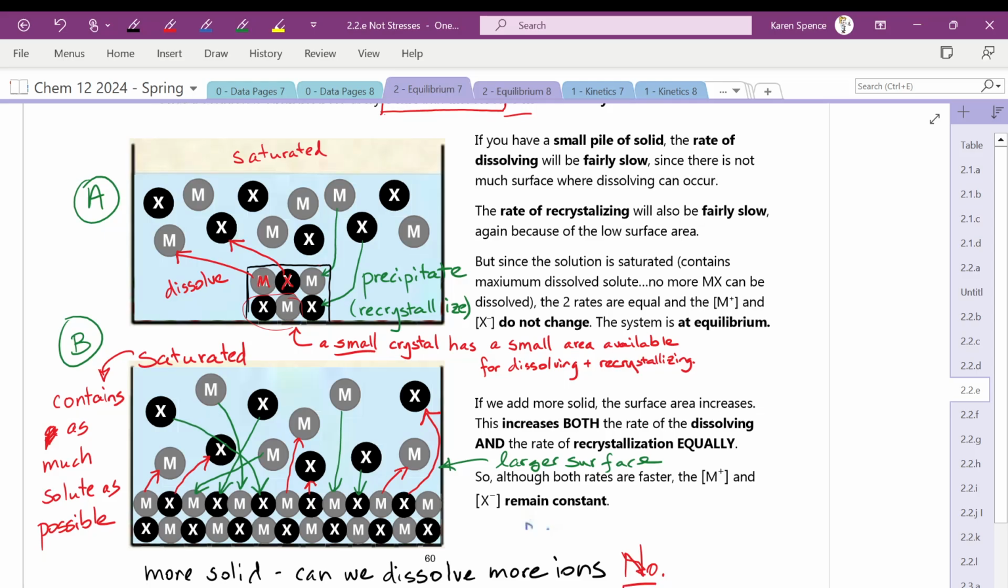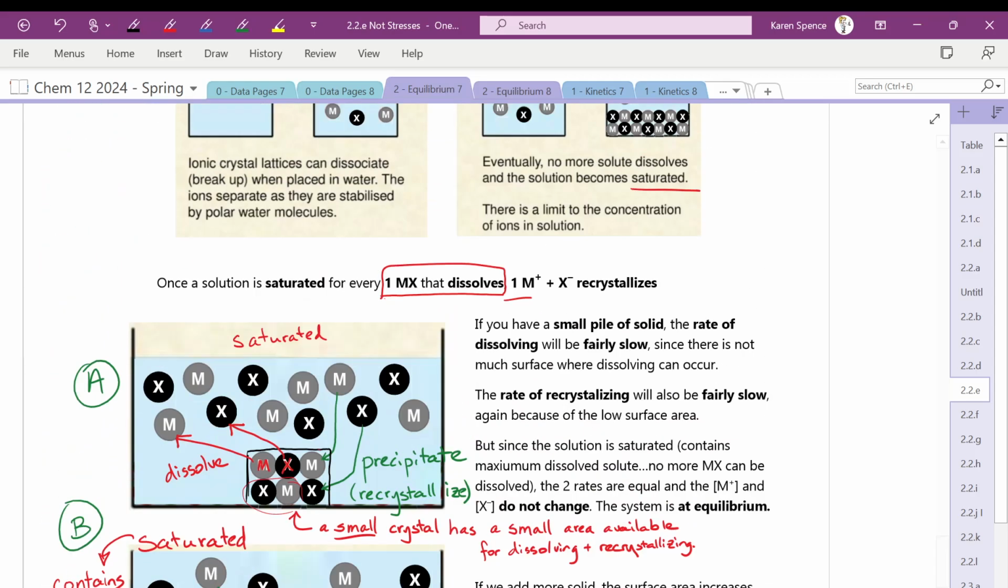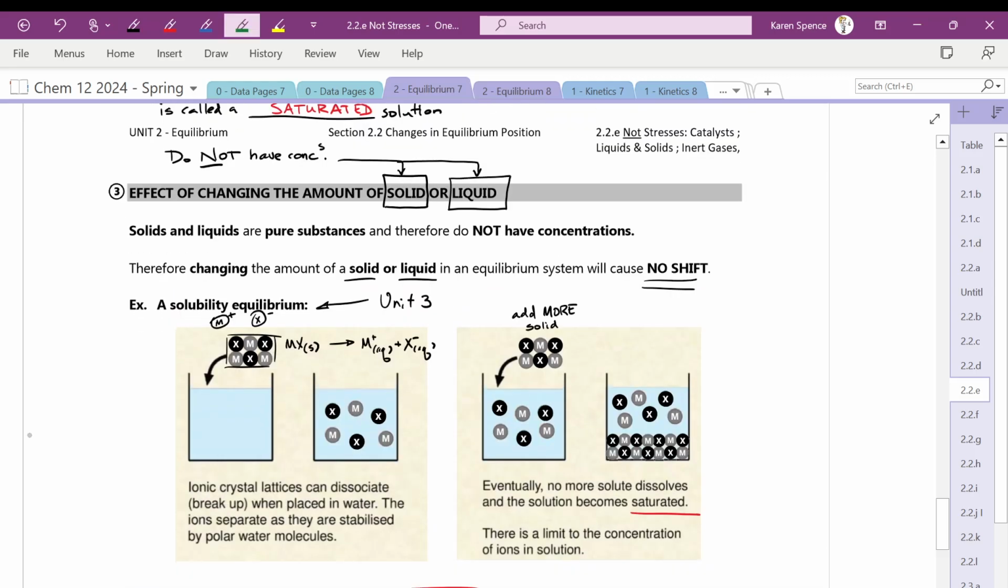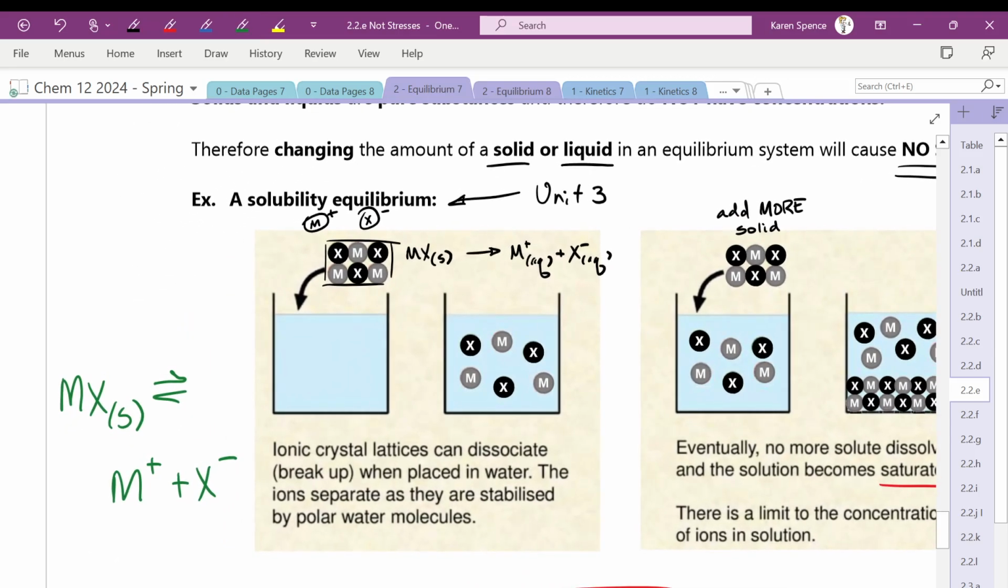Yes? So what that means is that if I have a reaction like this, MX solid in equilibrium with M+ X-, and if I'm at equilibrium, that means I am already saturated, okay? If I increase the amount of MX, will there be a shift? No shift. Okay, because it is a solid, you cannot change its concentration.